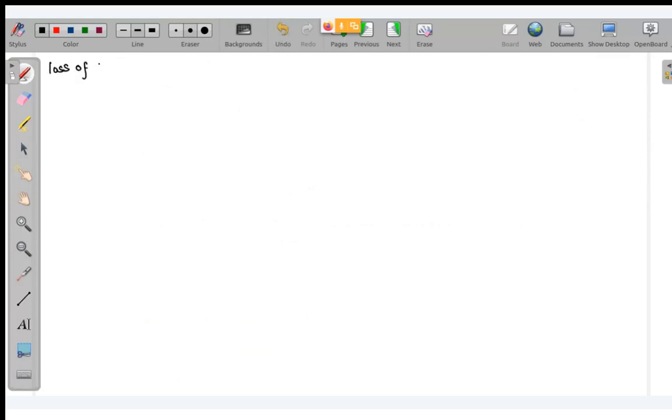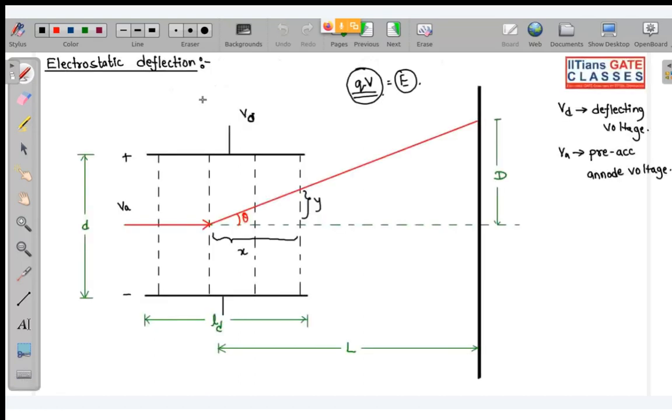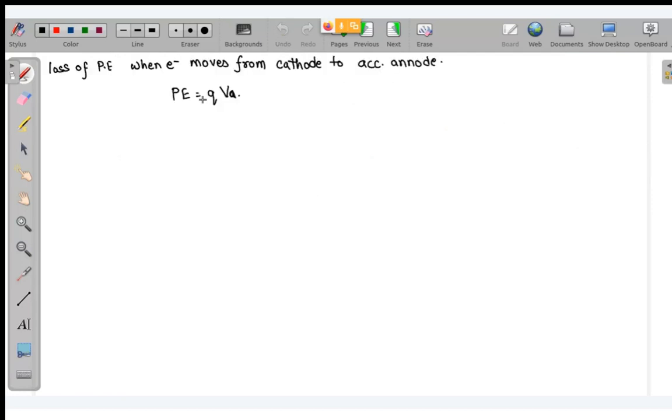Loss of potential energy when an electron moves from the cathode to the accelerating anode. It is given by what? Potential energy is equal to Q into VA. Now VA is what? VA is the pre-accelerating anode voltage. Okay, I have already written. So Q is basically what? Q is the charge of the electron. So we know the charge of the electron is e, and the potential energy is eVA.